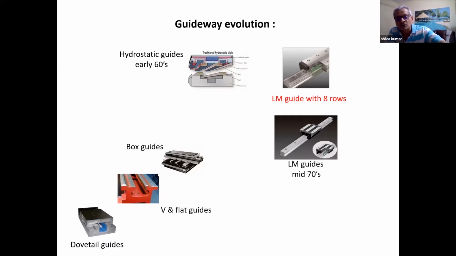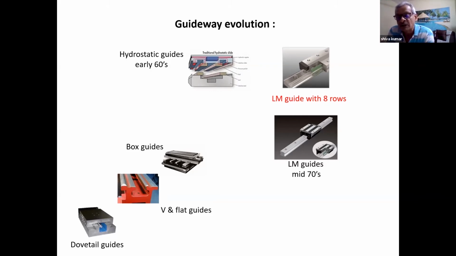One thing you have to note is all these guides were specially or custom designed for each application. There was no bearing-like product readily available that could be incorporated into the design. We had to design independently for each application based on the knowledge accrued. So we could design either a box guide or a dovetail guide or a flat and V, depending upon what the guide function was, what the machine function was, accuracy, etc.